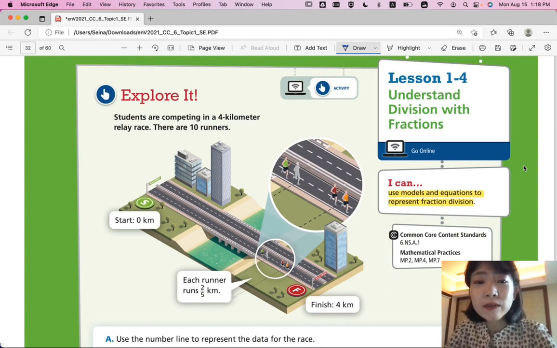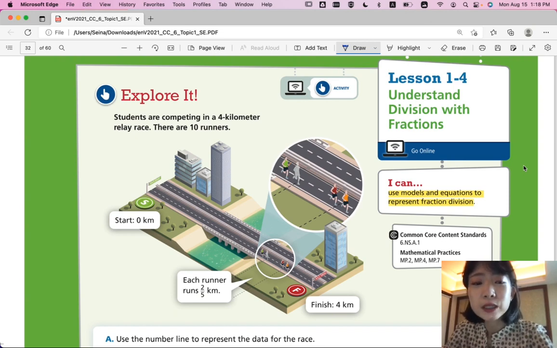Students are competing in a 4-kilometer relay race. There are 10 runners. What is a relay race? Have you ever done a relay race or seen one? Yeah, every time in WYS we have a field day, we always have a relay race or some kind of running competition.